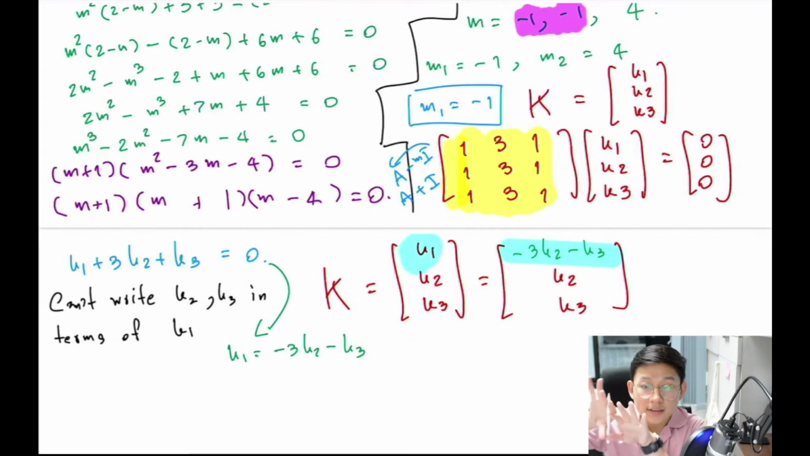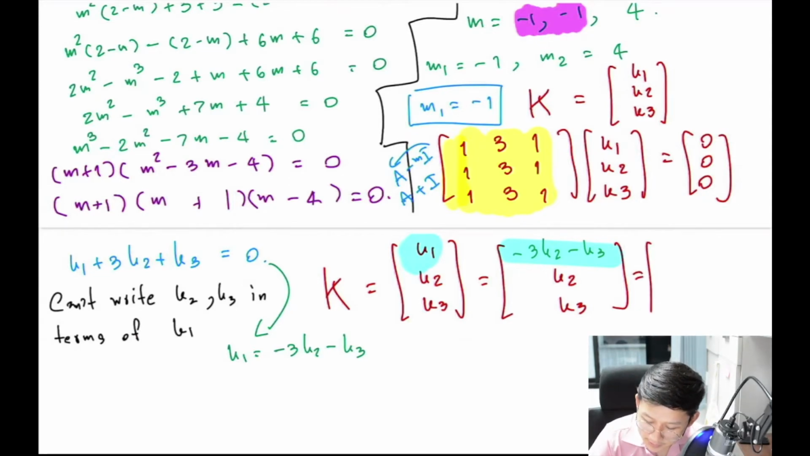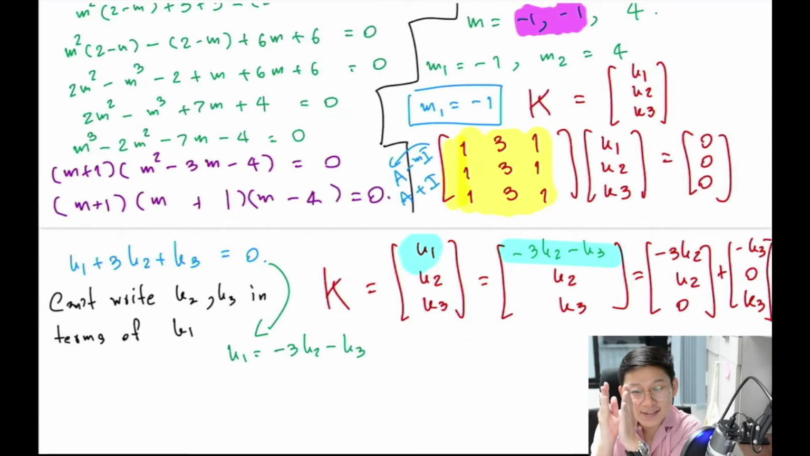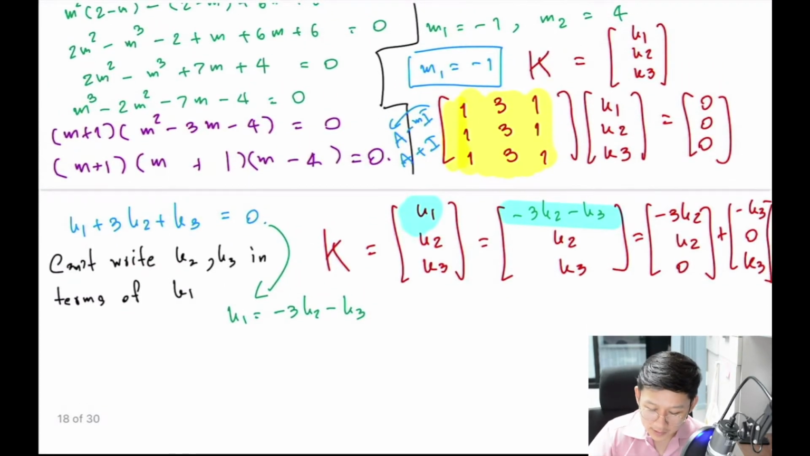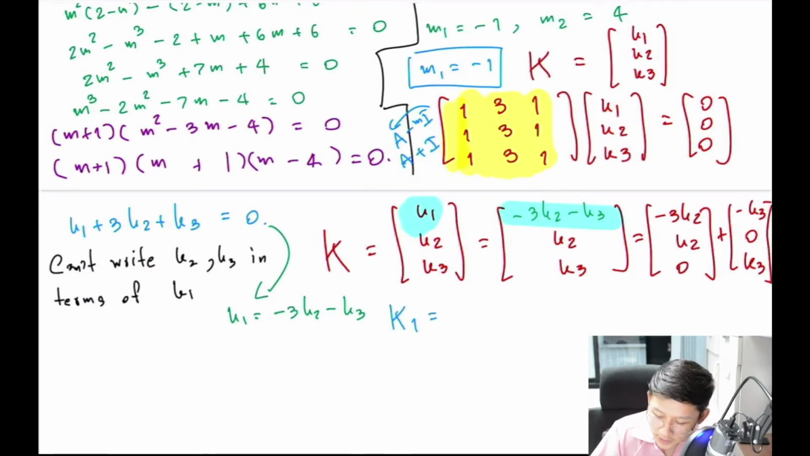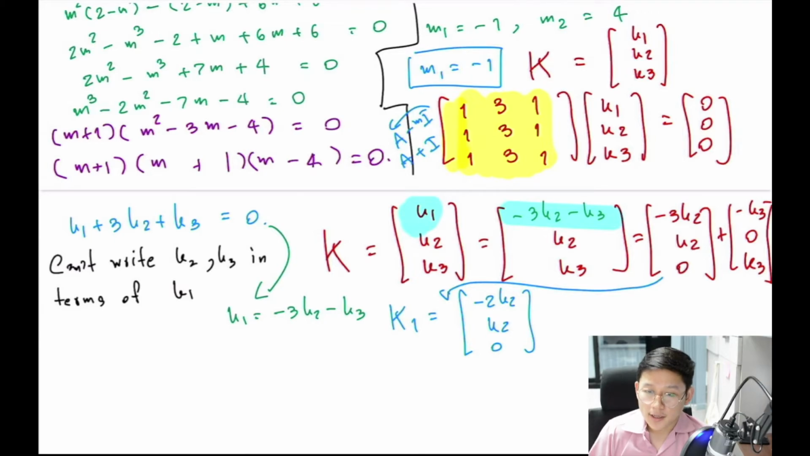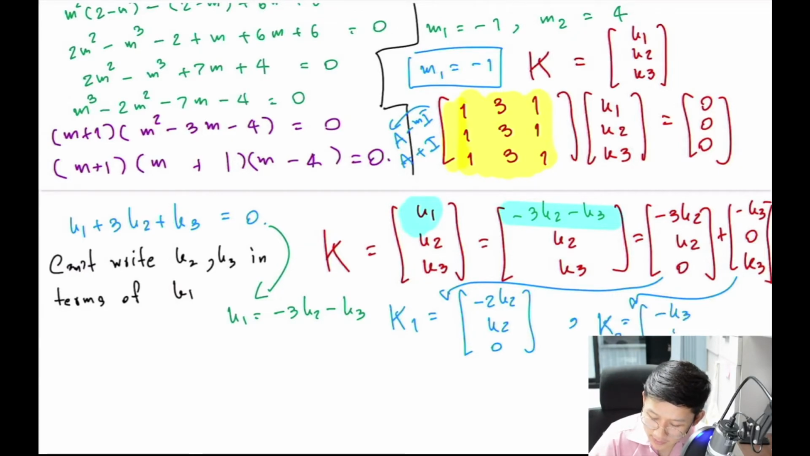And then after that, we split the K. So I can split it as minus 3K2, K2 and 0, plus minus K3, 0 and K3. See, I can split that into 2 vectors, the one with K2 and the other one with K3. It's similar to when we did the previous question, right? After that, again, I call this guy K1, so I get minus 2 K2, K2 and 0. And then I call this guy K2, so I get K2 equals minus K3, 0 and K3.